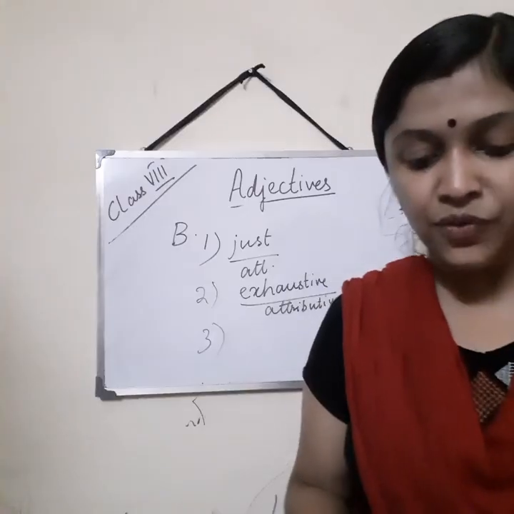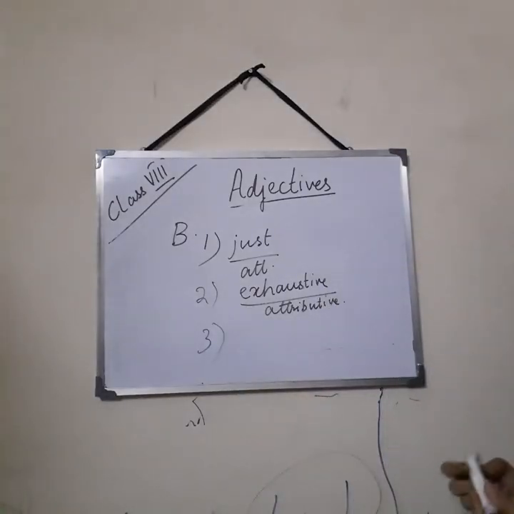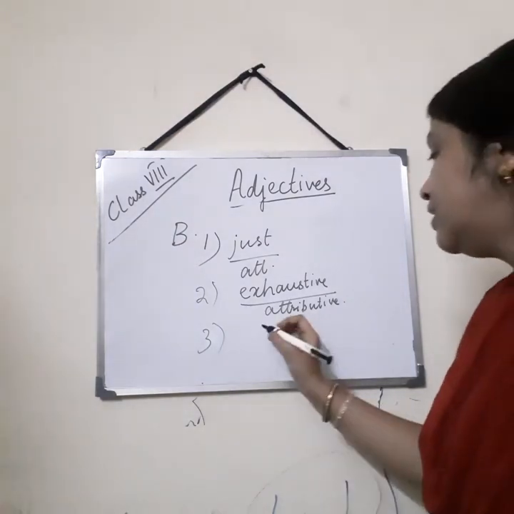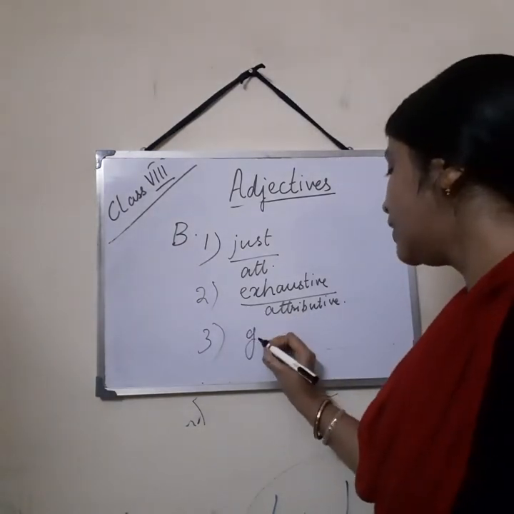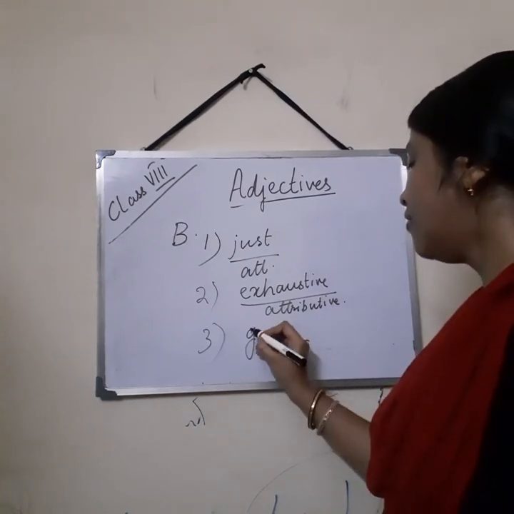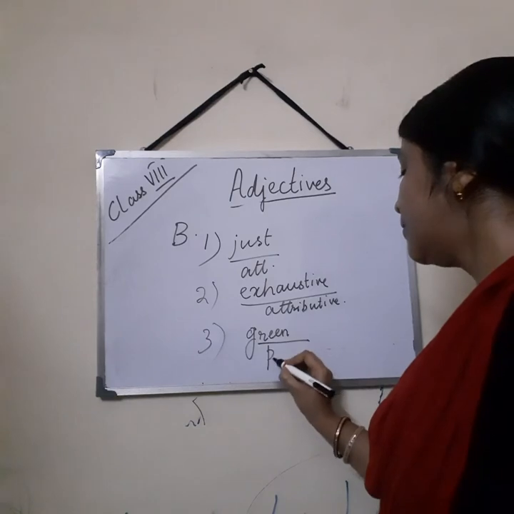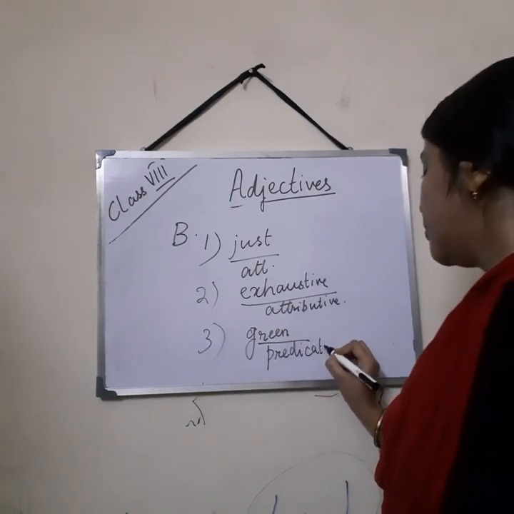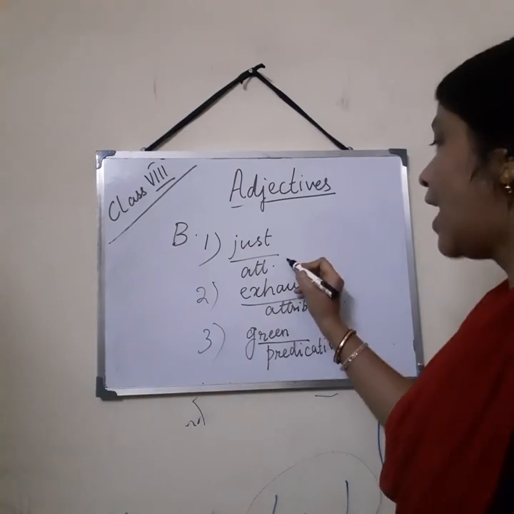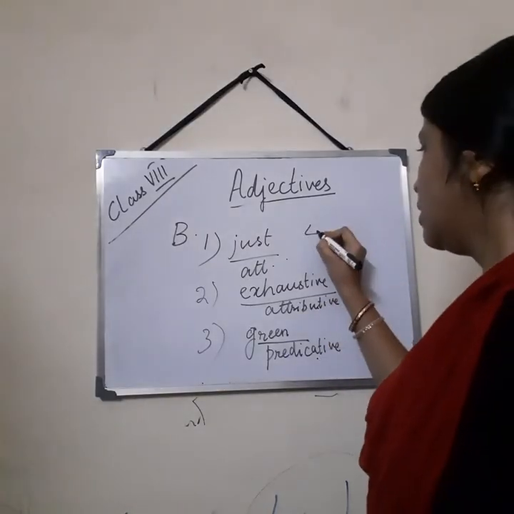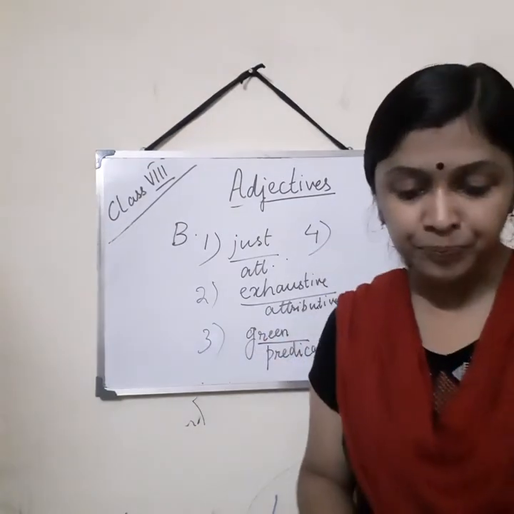Number 3 is: The window frame was green. Very easy. We can understand that it is in the predicative position. Green is the adjective of quality. And since it is placed after the linking verb, it is the predicative position. Okay, predicative position of the adjective. Attributive position, predicative position.